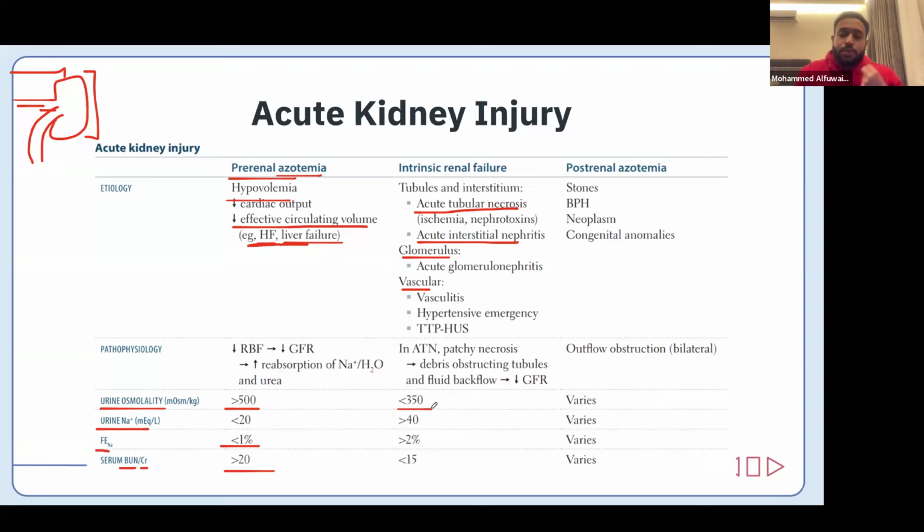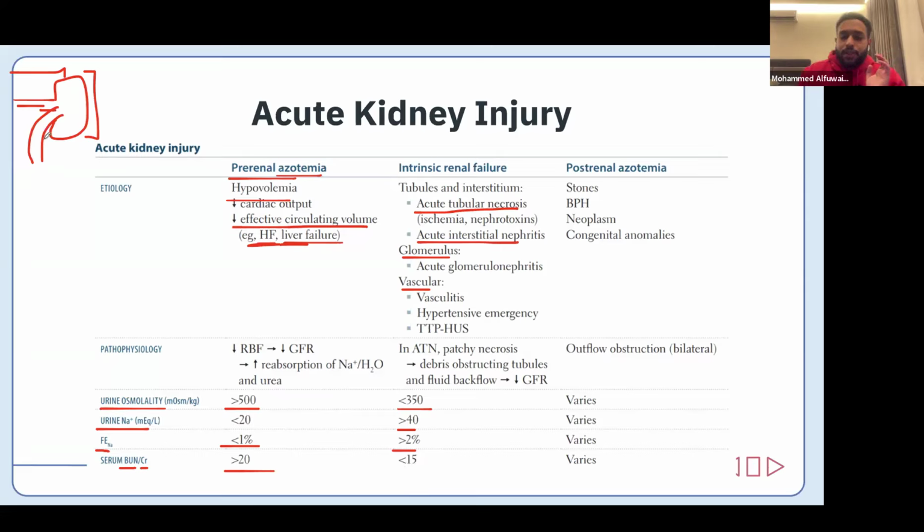Will the kidneys be able to absorb sodium in a disease state like this? No. So what will happen to the urinary sodium? High, okay? Above 40 or above 2%. Lastly, will the kidneys be able to absorb urea now because it's damaged? No. So the ratio will go down. Does this make sense for intrinsic? Good.